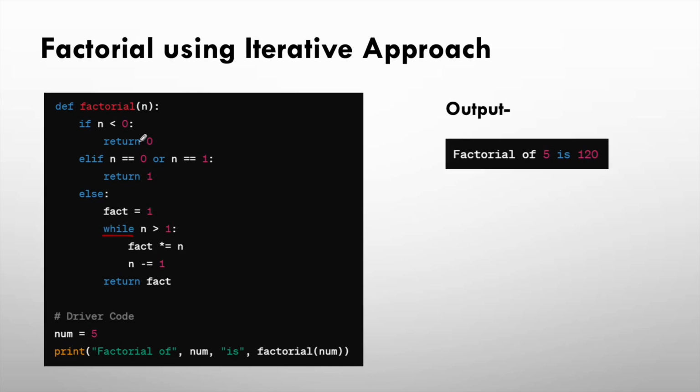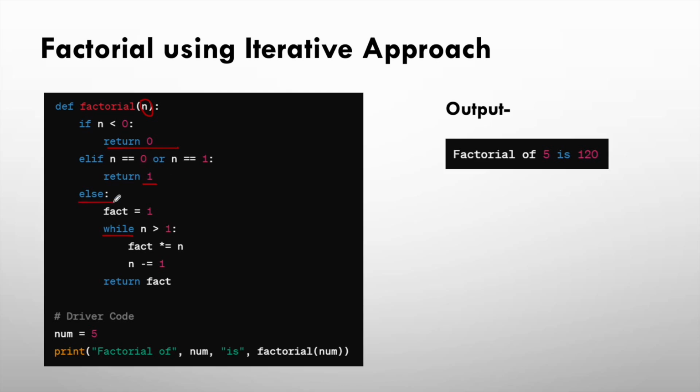So the first thing we've done is we've defined a function called factorial with an input n. So we start with an if-else statement where if n is less than 0, we return 0 because factorials can only be written for whole numbers. Now else if n is equal to 0 or n is equal to 1, we return 1 because as we discussed, 0 factorial and 1 factorial is 1.